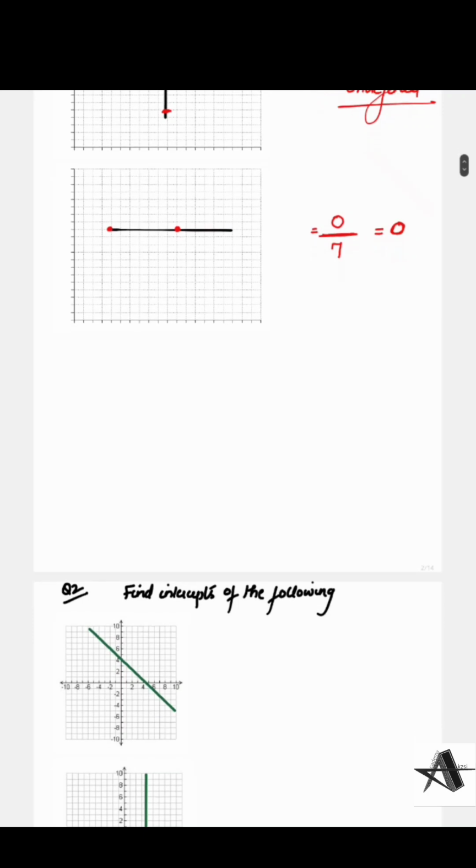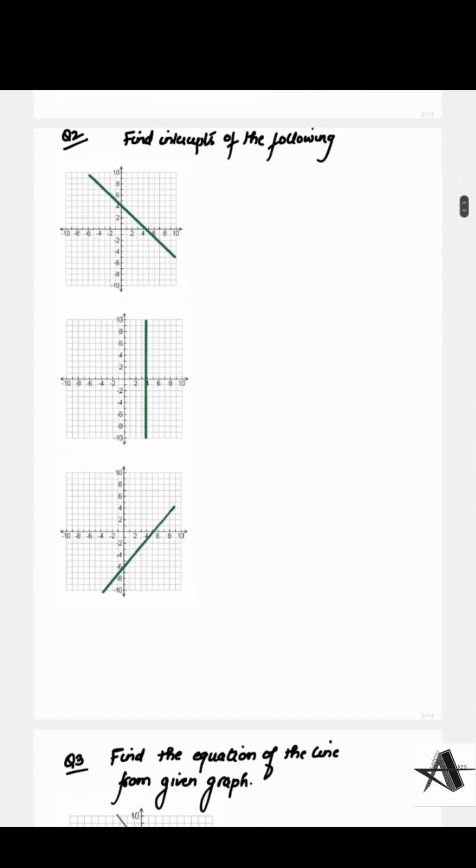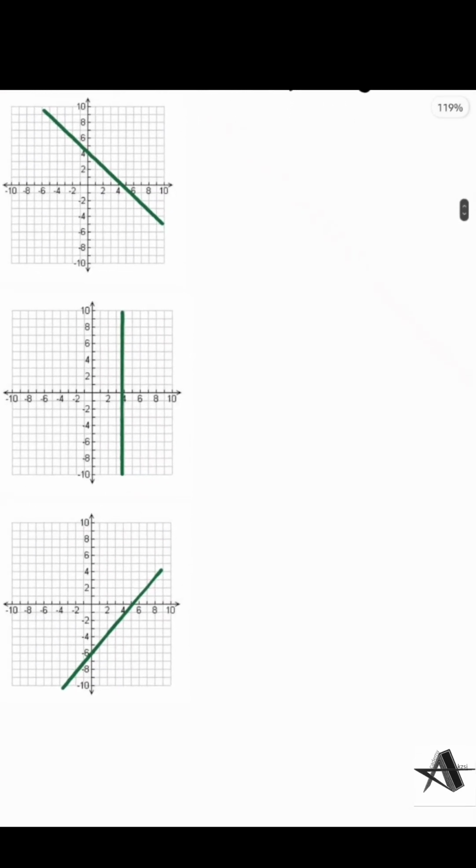Let me move on to the next question. Question 2: find the intercepts of the following. Let me just zoom in a little bit.